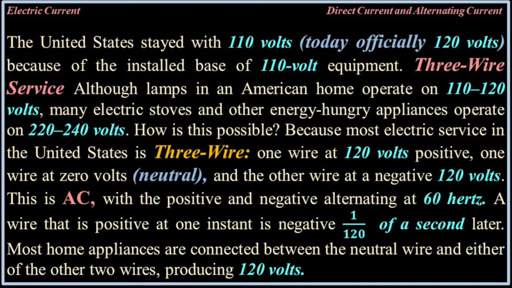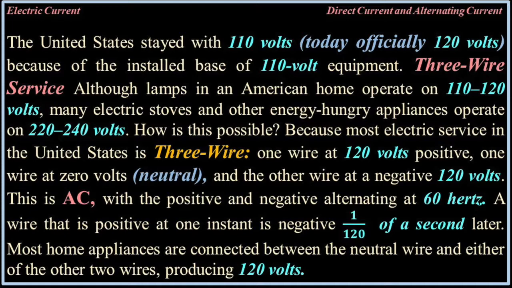3-wire service. Although lamps in an American home operate on 110 to 120 volts, many electric stoves and other energy-hungry appliances operate on 220 to 240 volts. How is this possible? Because most electric service in the United States is 3-wire.